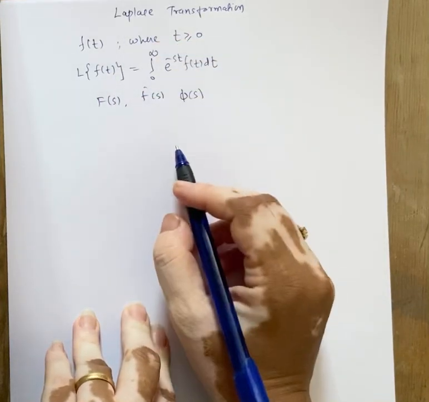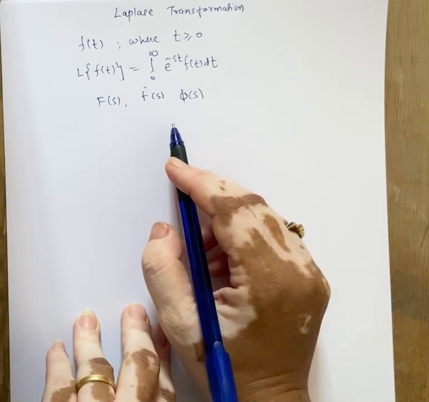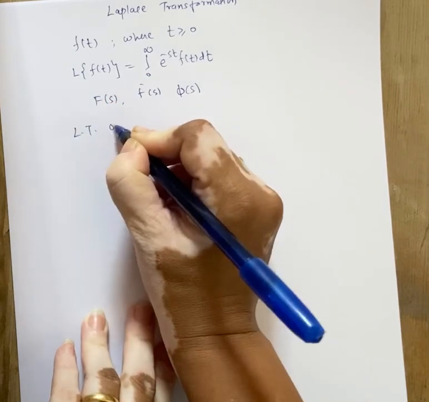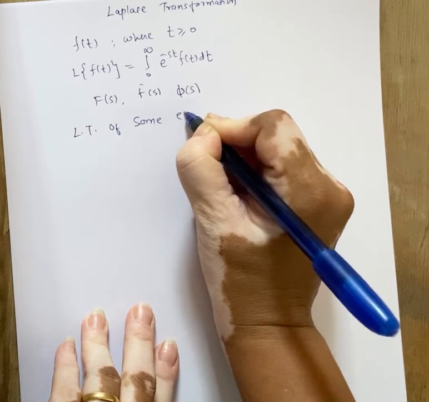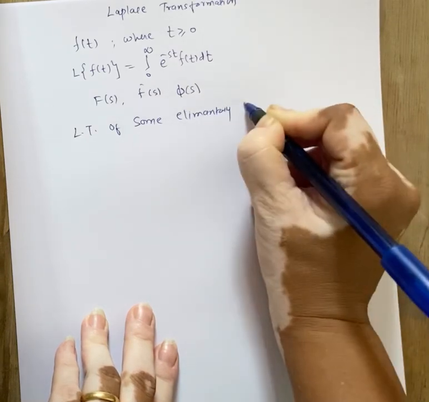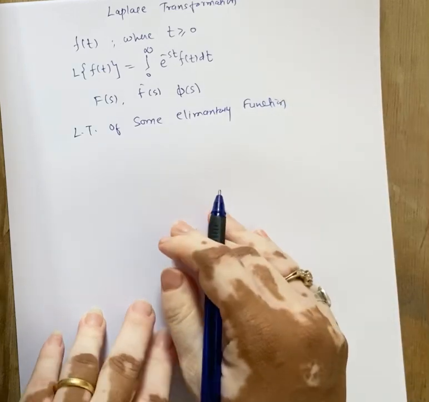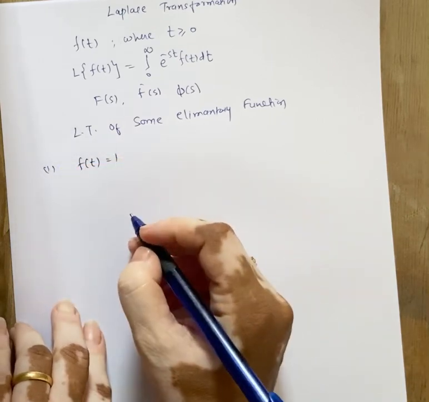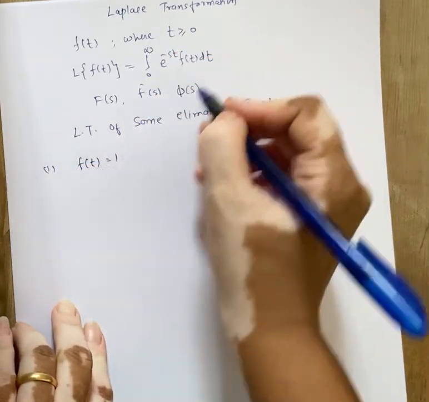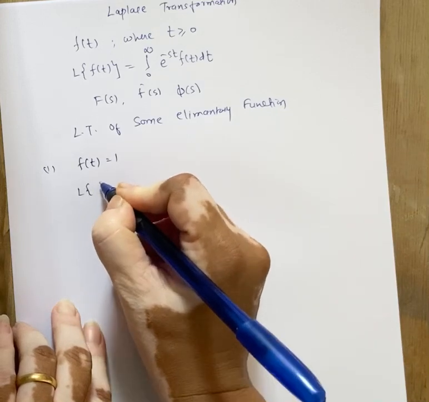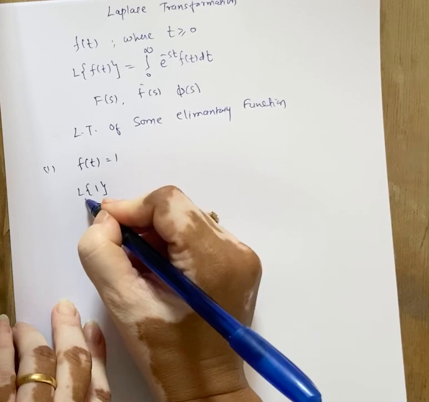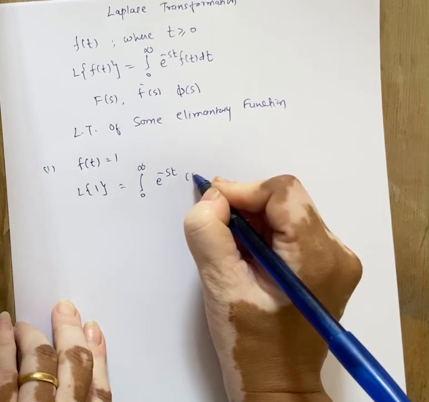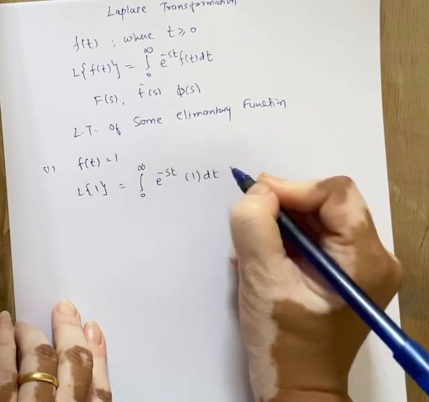By the use of this definition we find the Laplace transform of some elementary functions. First we take f(t) equal to 1. Put this f(t) equal to 1 in the definition. So L of 1 is equal to the integration from 0 to infinity of e raised to minus st times f(t), which is 1, dt.